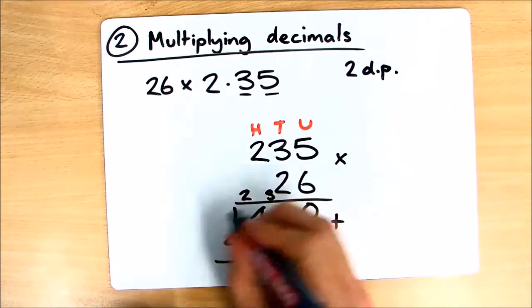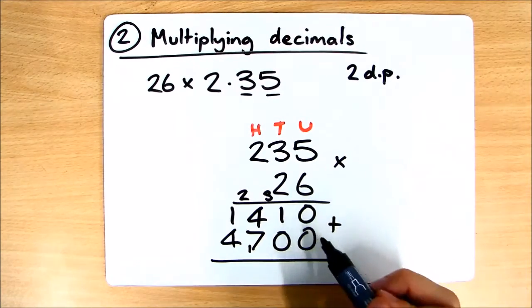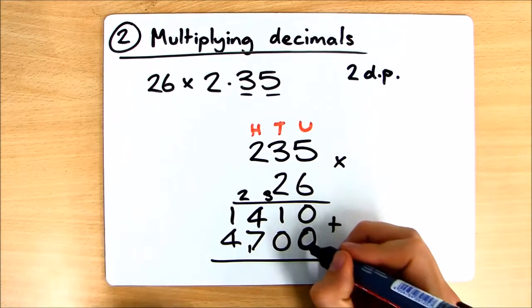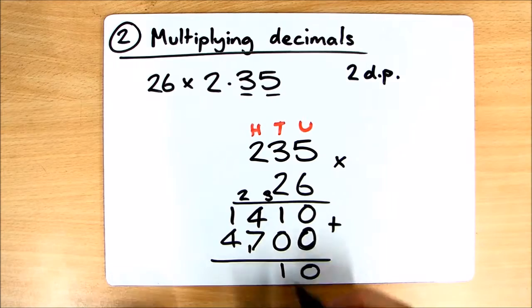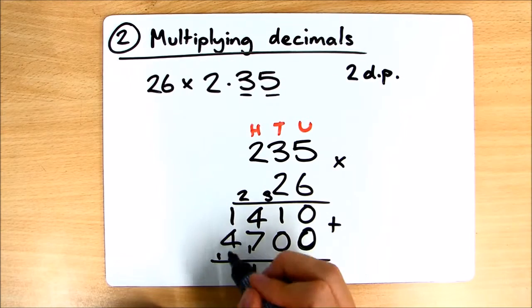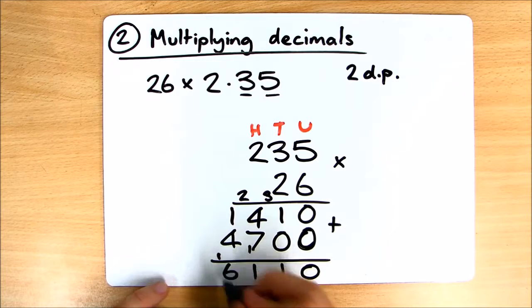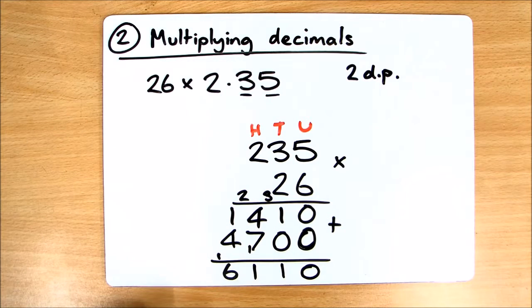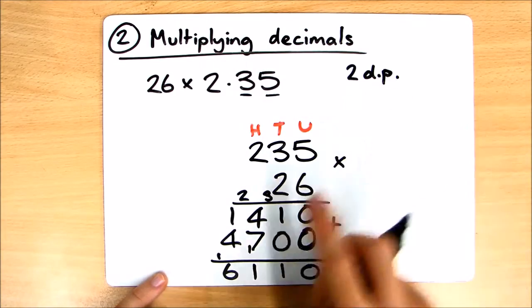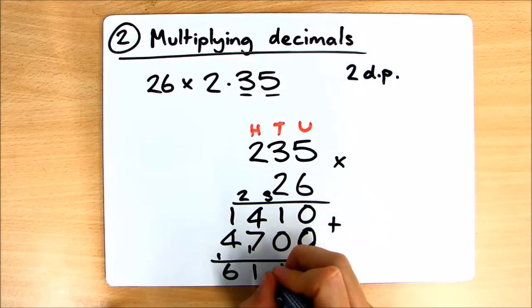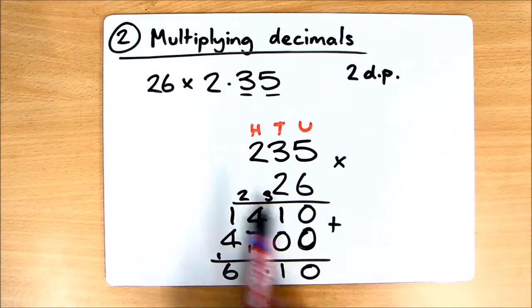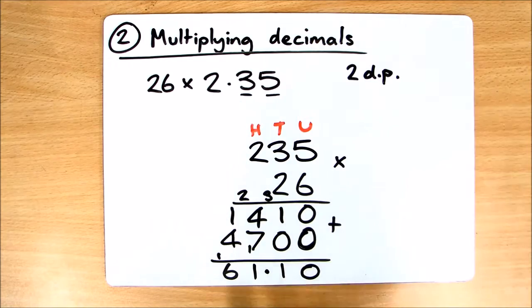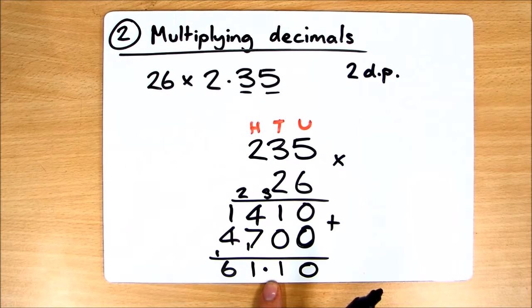Now all we need to do, because we're at the bottom here, just like in the first video, we just need to add these together. So nothing, add nothing is 0. 1 add nothing is 1. 4 add 7 is 11, and 4 add 1 is 6. Now then, the clever thing about this now is that we know we've got 2 decimal places. So all we need to make sure is that our answer's got 2 decimal places. So put the decimal point there, and the answer to our calculation of 26 times 2.35 is 61.10.